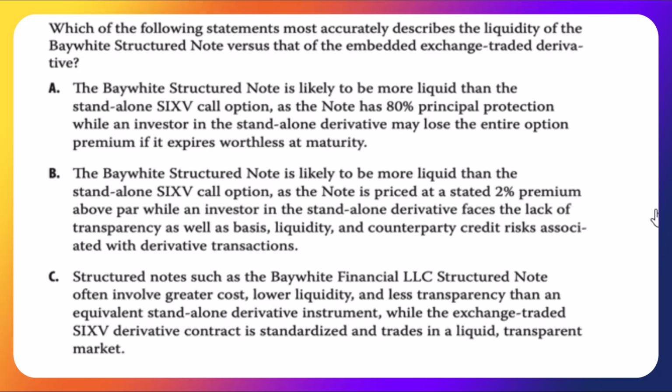Which of the following statements most accurately describes the liquidity of the Bay White structured note versus that of the embedded exchange-traded derivative? The Bay White structured note is likely to be more liquid than the standalone SIXV call option. Okay, let's stop right there. The Bay White structured note is issued by a particular financial company. The call options here are traded on an exchange. They're going to be far more liquid than those traded by the company, because I can't simply go to the open market and trade my structured note. I can only redeem it with the company itself. So saying it's more liquid, we can get rid of it right there.